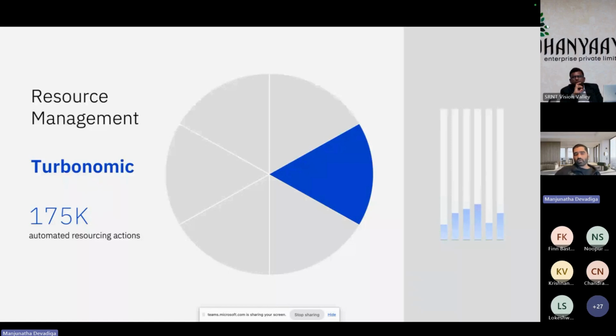Turbonomic is a solution from IBM which will ensure that your applications are fed with resources only on a need basis. When it needs, it's feeding them those resources. When it doesn't need, it will release those resources, reducing the cost. So that is exactly the problem statement of Turbonomic, and it can also automate the remediation in terms of optimization.